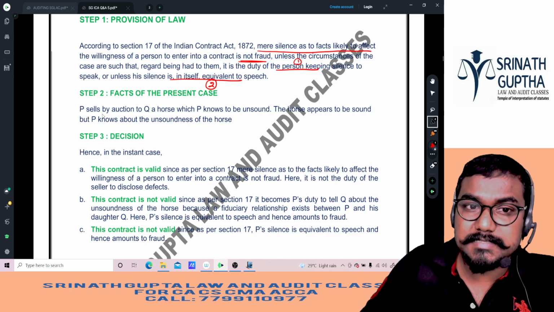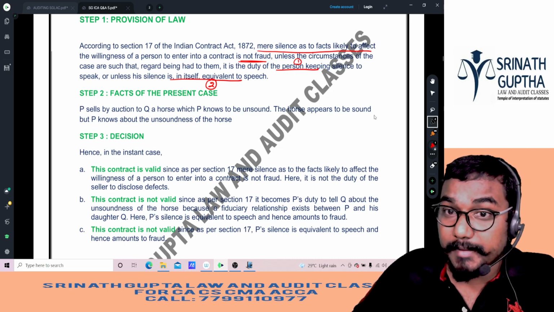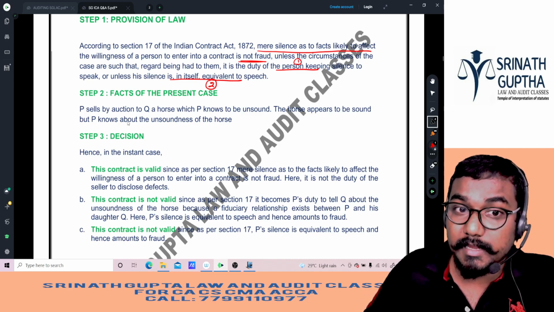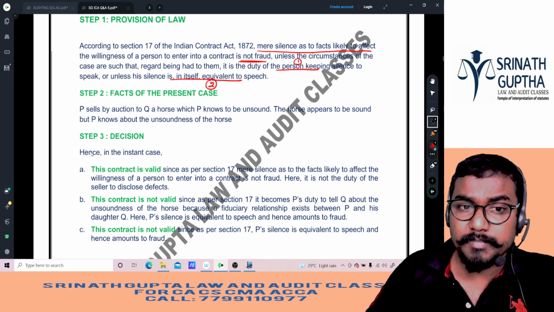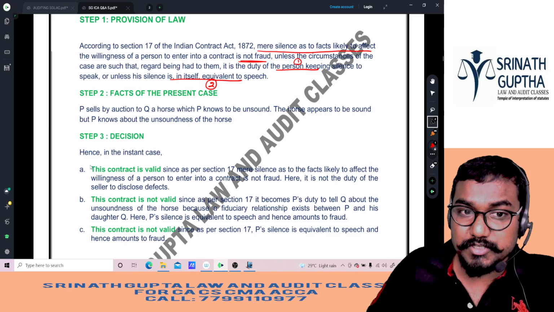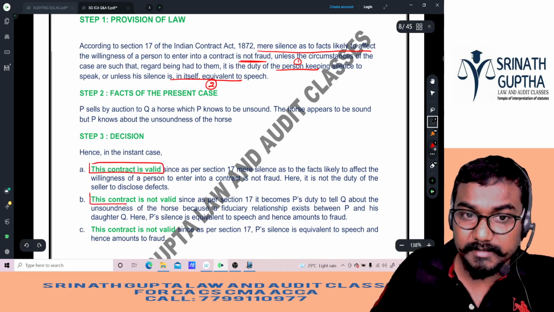Facts of the case. P sells by auction to Q a horse which P knows to be unsound. The horse appears to be sound, but P knows about the unsoundness of the horse, but is not telling anything to Q. Decision. Three cases. First one, it is a valid contract. Second, the contract is not valid. Third, the contract is not valid. We have discussed already above also, beta.